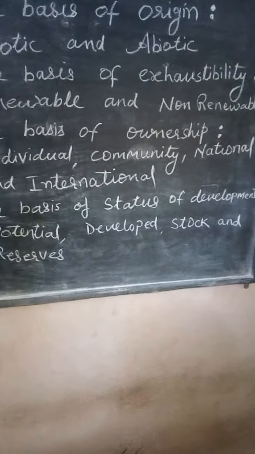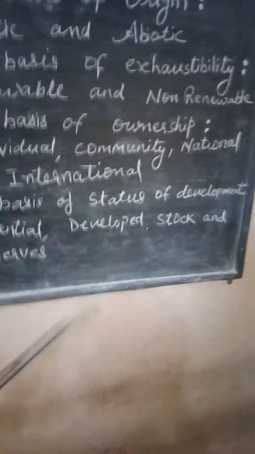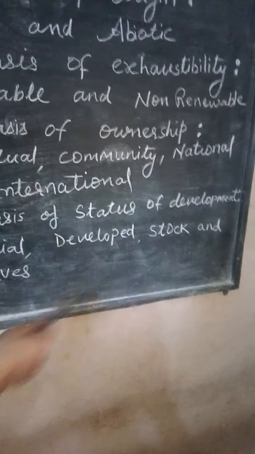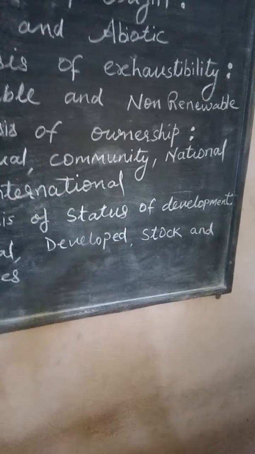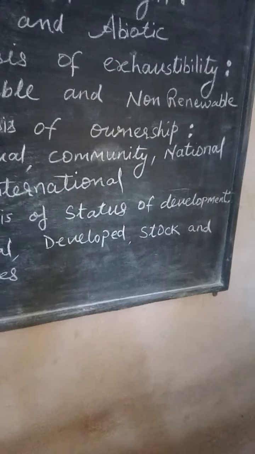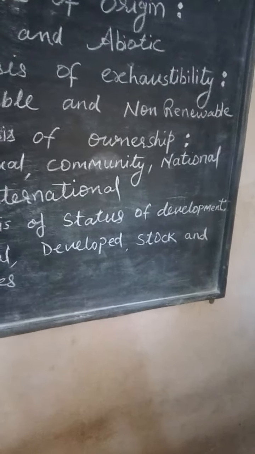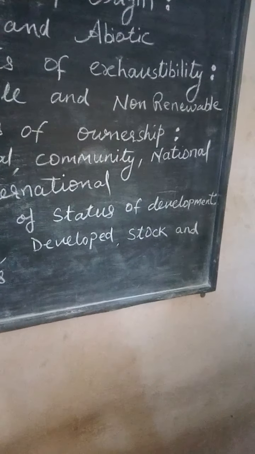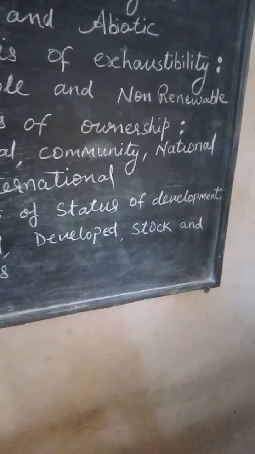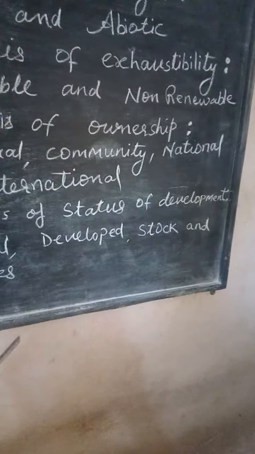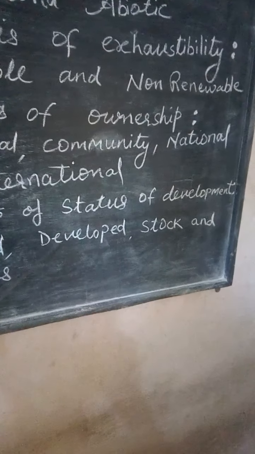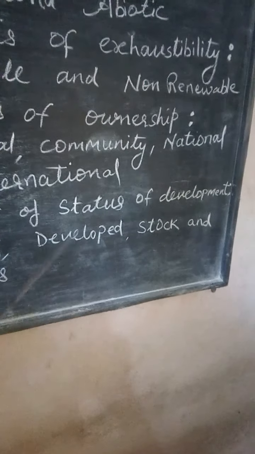Developed, already developed, because so many times in the classroom also I have explained to you developing countries and developed countries. You know that, na, developing and developed. Developing means in process and developed means already developed. So developed resources are those which are surveyed and their quality and quantity have been determined for utilizing. It means the resources which we are already utilizing.